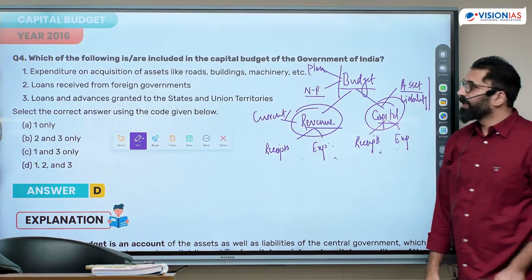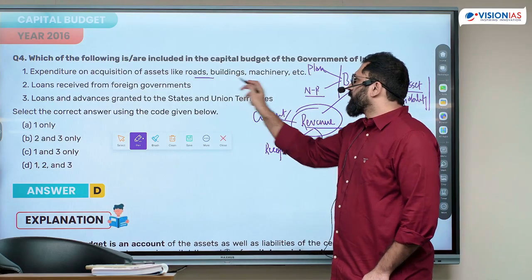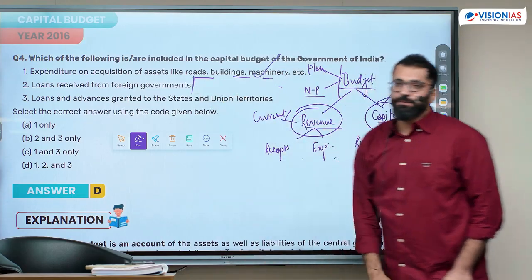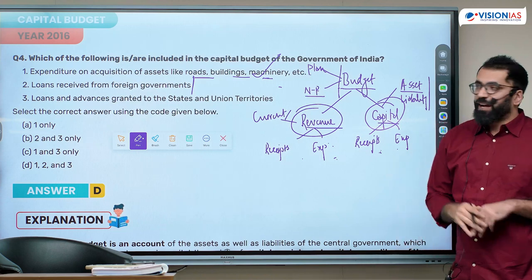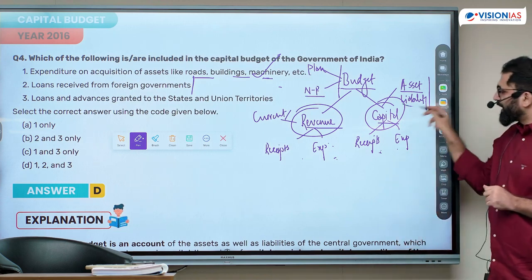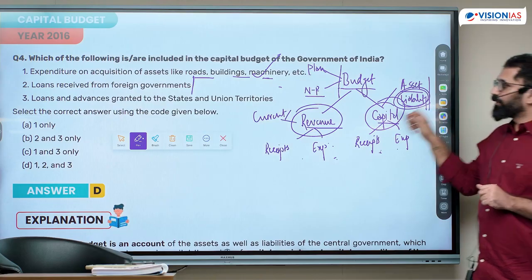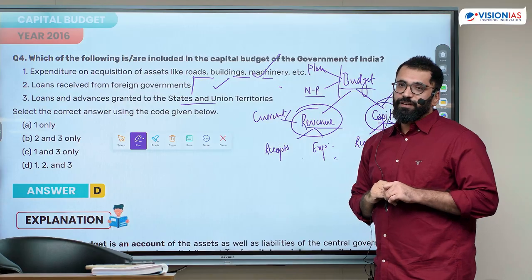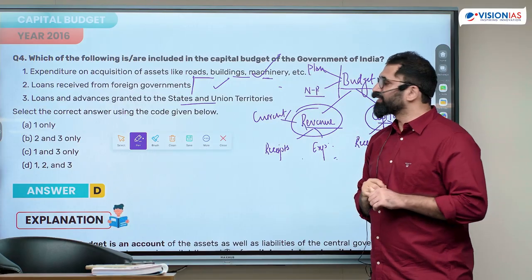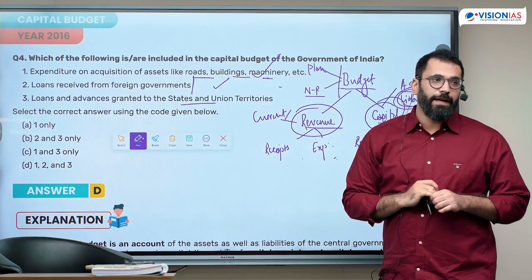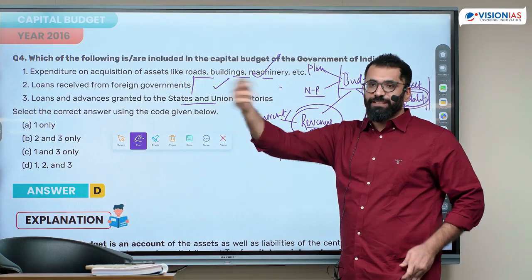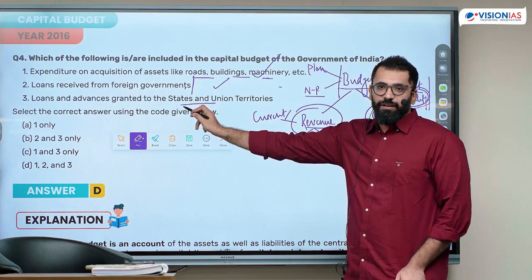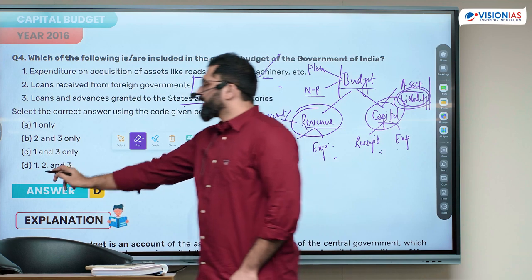Current is revenue. Expenditure on acquisition of assets like road, buildings and machinery. This is capital or revenue? Loans received from foreign governments. Why capital? Because I am taking on a liability. Anything impacting my asset liability structure. Loans and advances granted to states and union territories. If I give a loan to someone, that is state and union territory, is it capital or revenue? Because loan creation is an asset for me, as it will earn interest. This received is liability and given is asset. So the answer here would be 1, 2 and 3.